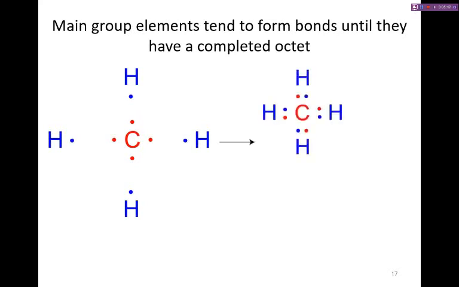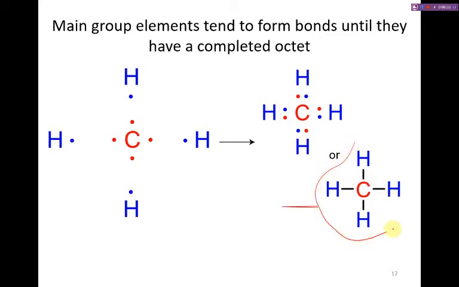The main group elements will tend to form bonds until they have a completed octet. So in other words, if we have carbon, we know carbon has 4 valence electrons, and it will form bonds with elements like hydrogen, each of which has 1 valence electron. They will share their electrons, and we can represent this either in the Lewis dot diagram or this Lewis structure with lines representing the covalent bonds.